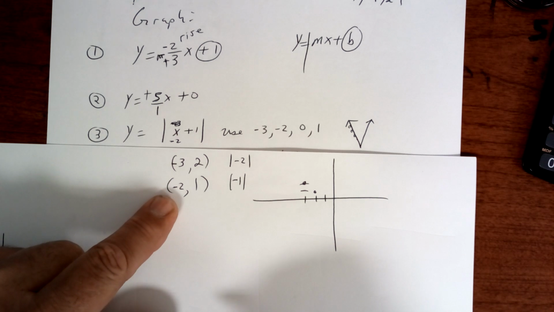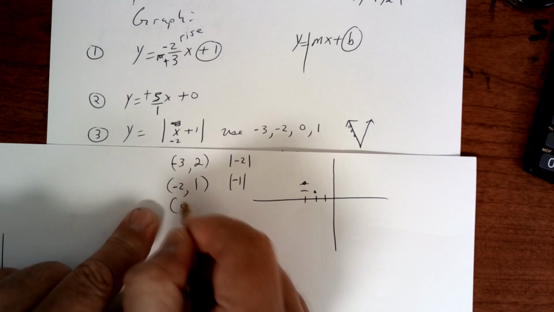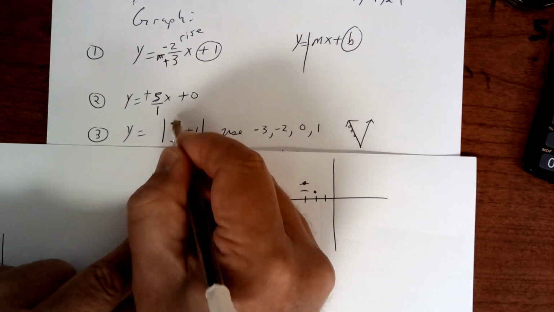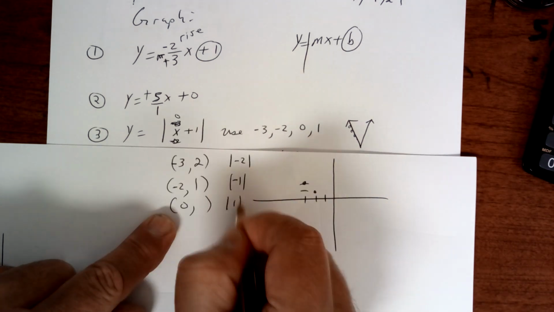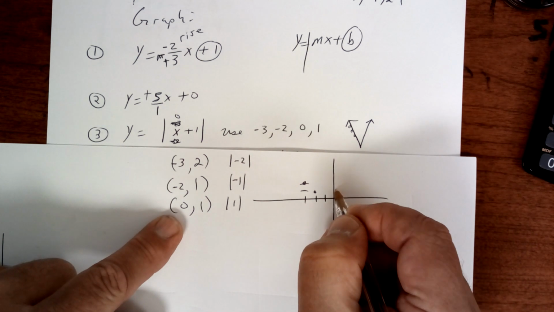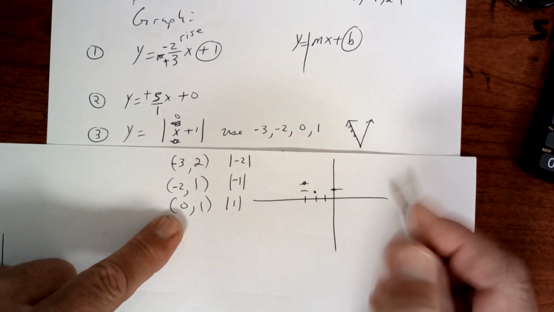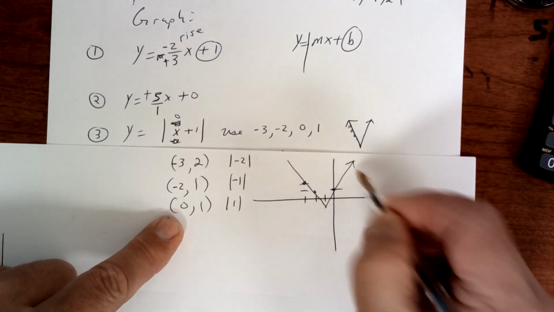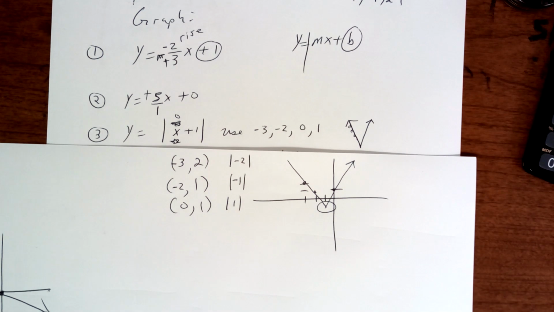The next one is 0. Well, 0 plus 1 is 1. And the absolute value of 1 is 1. So over 0, up 1. So you can see somewhere this thing is going to bottom out. Now we don't know where. I guess we could have used negative 1, and that would have been the bottom. But there it is, it's a V.